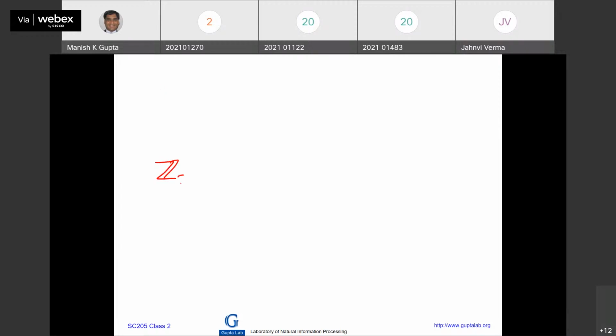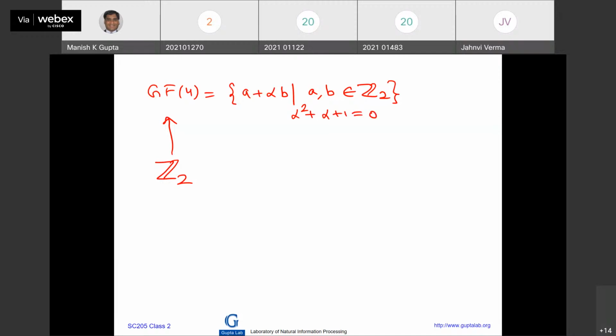We constructed the field consisting of A plus alpha B such that A and B are in Z2, and alpha is a root of the equation. Just like you got complex numbers from reals, the same way here. GF stands for Galois field. So I can again mention to you.